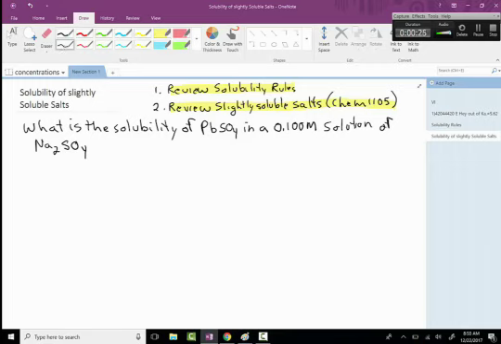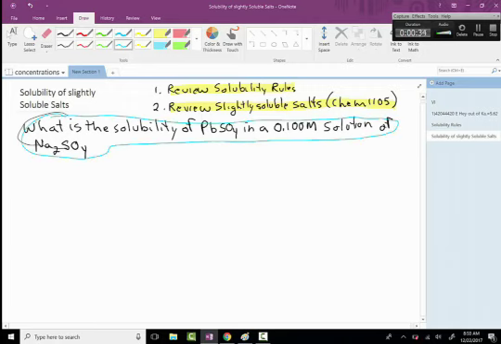So my question is, what is the solubility of lead sulfate in a 0.0100 molar solution of sodium sulfate? So what we have to recognize here is I have two chemicals that I'm throwing in water, the lead sulfate and the sodium sulfate, and they're both going to react. The lead sulfate is straightforward. Both of them are straightforward.